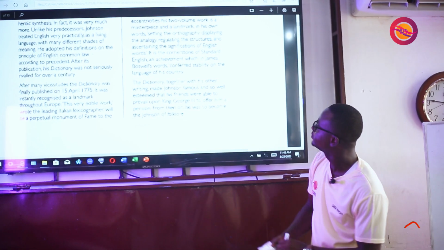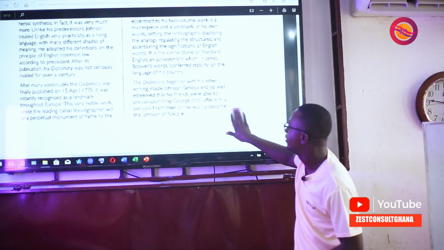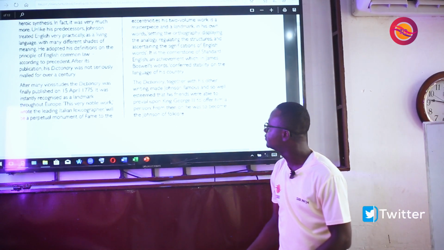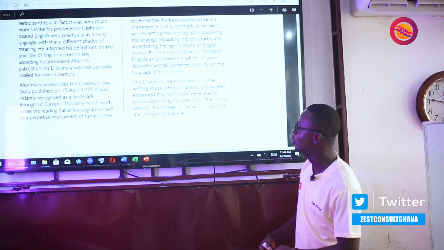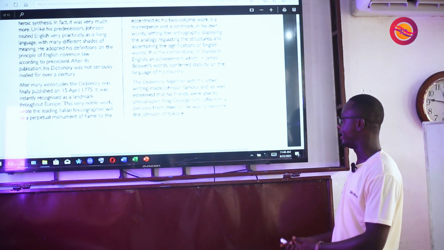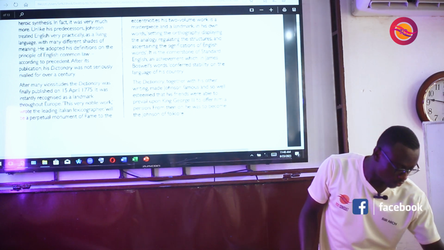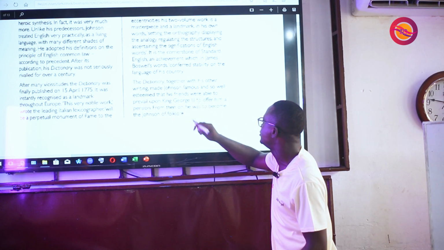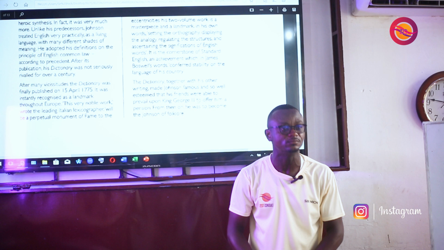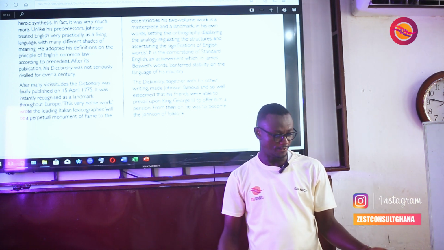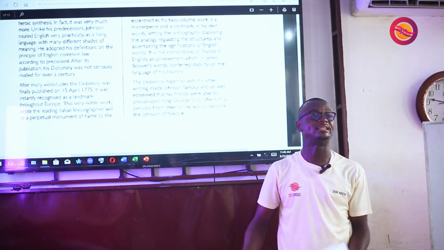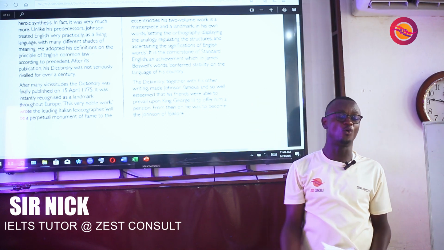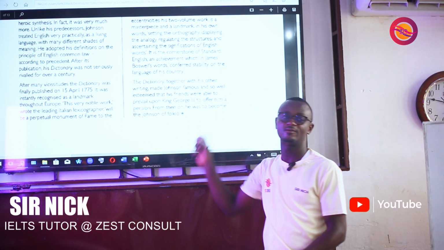The dictionary, together with his writing, made Johnson famous and so well esteemed that his friends were able to prevail upon King George III to offer. To offer means to what? To grant. Yes or no? Yes. Now, what is the king offering? He is offering him what? Pension. So we said that he was granted a. The a is here. The a is in the question. So what are you going to write? Pension. Very simple.